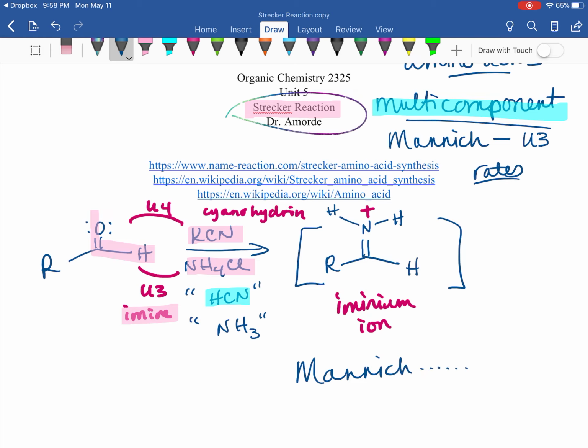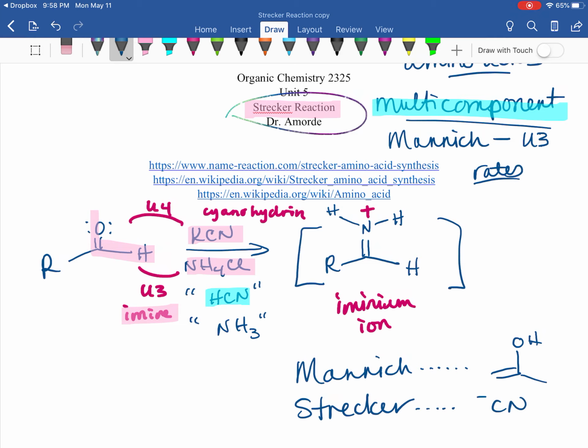Okay, now isn't this looking familiar? Let's just pause for a second. So far, this is exactly the Mannich reaction. Didn't we form that iminium ion first? Okay, then in our Mannich, we had a nucleophile, and it was an enol.